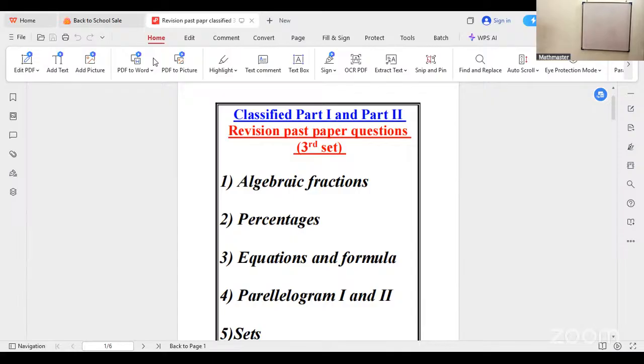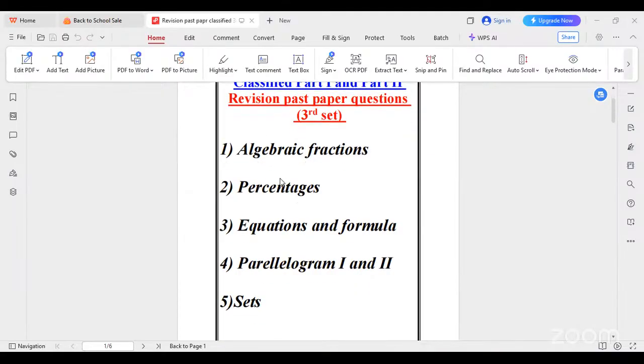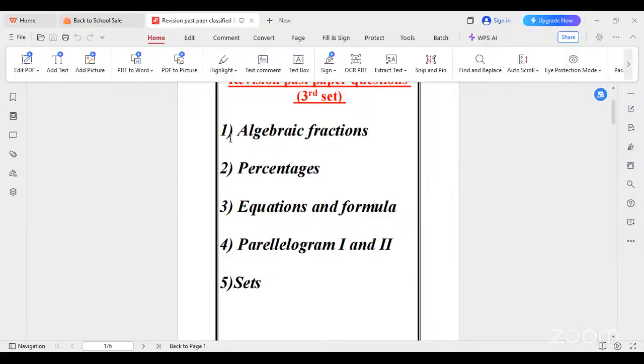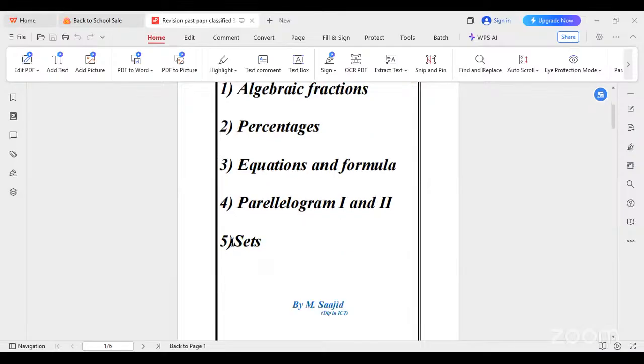Right, so let's start the session today. First of all, good afternoon to all of you. This is the third set that we are going to do. This is the classified part one and part two revision past paper questions that we did for the past 2 weeks, and this is the third week. These 5 parts will be done today. We have classified past paper questions from these 5 lessons, and we'll be doing them extensively in today's session. First is algebraic fractions, and then percentages. So grade 10 percentages, not grade 11. Here we have all the percentage sums, then equations and formula, then parallelograms 1 and 2, and finally sets questions will also be discussed under this unit.